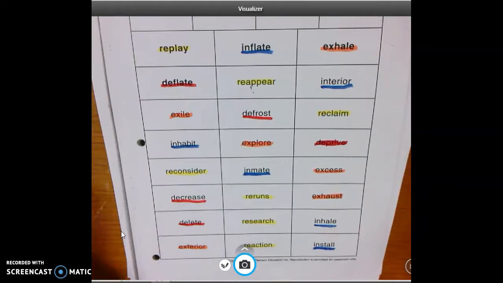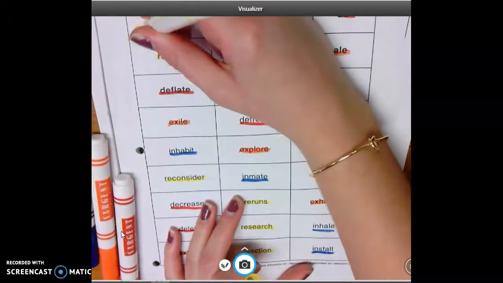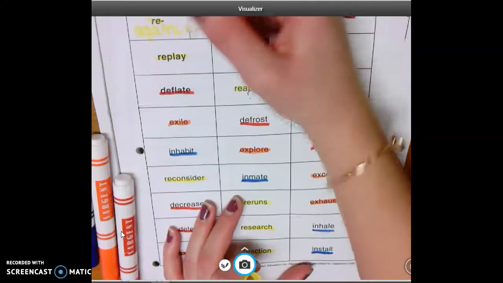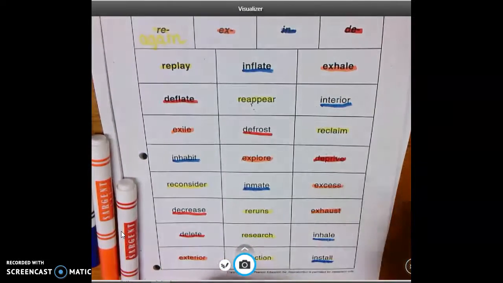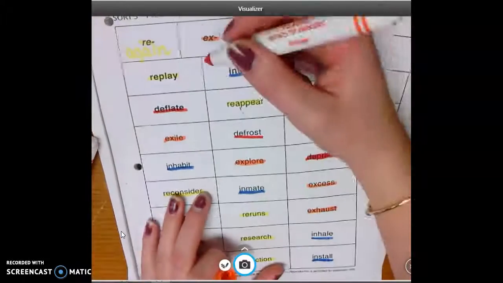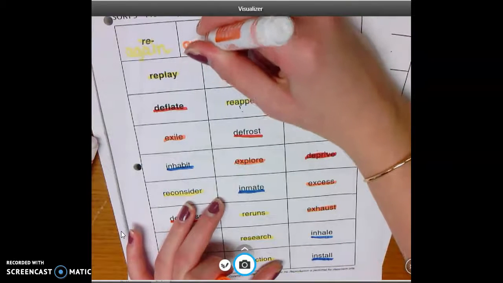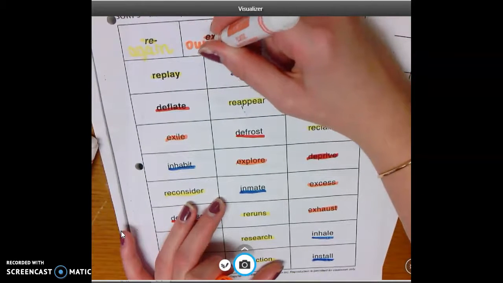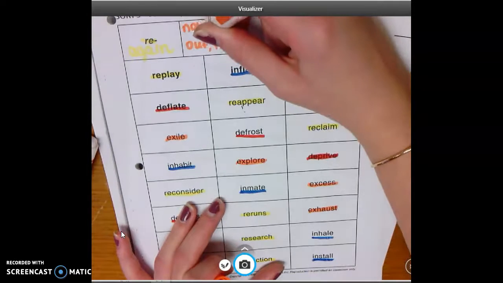Okay, so just to review, re means again. So you can even make a note of that in your worksheet, just like I'm doing. Re means again, so we have words replay, which means play again, reappear, which means appear again. Then we have our prefix ex, which means a few different things. So it can mean out, or from, or not, or without.